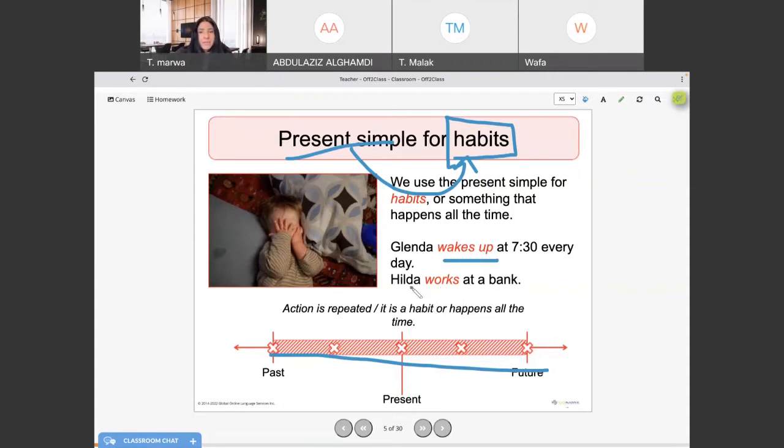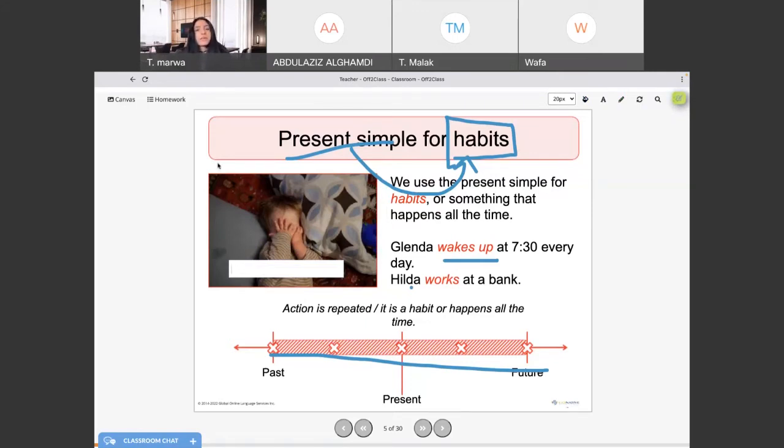Let's talk about your routine. Give me an example, Abdulaziz, about your routine. I go to work every day. Every day, we leave it for the end, okay? Every day, it's something that tells me about time or place at the end. Okay, I go to work every day. Good.